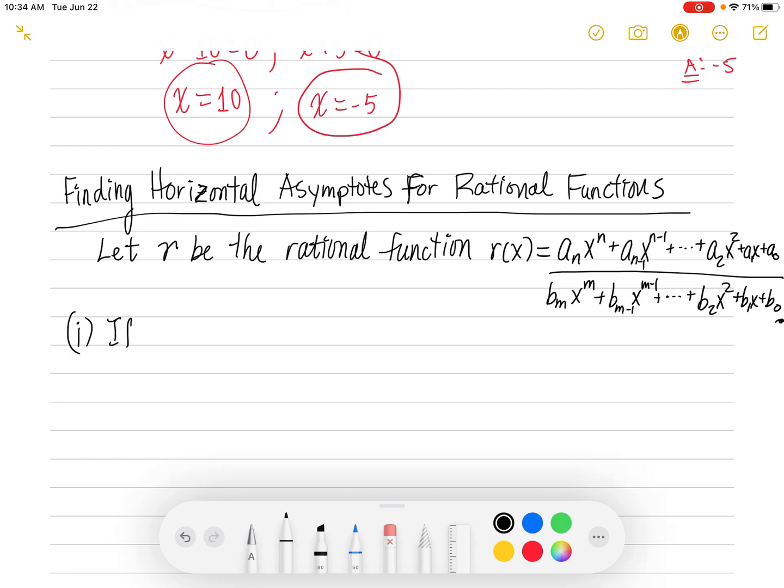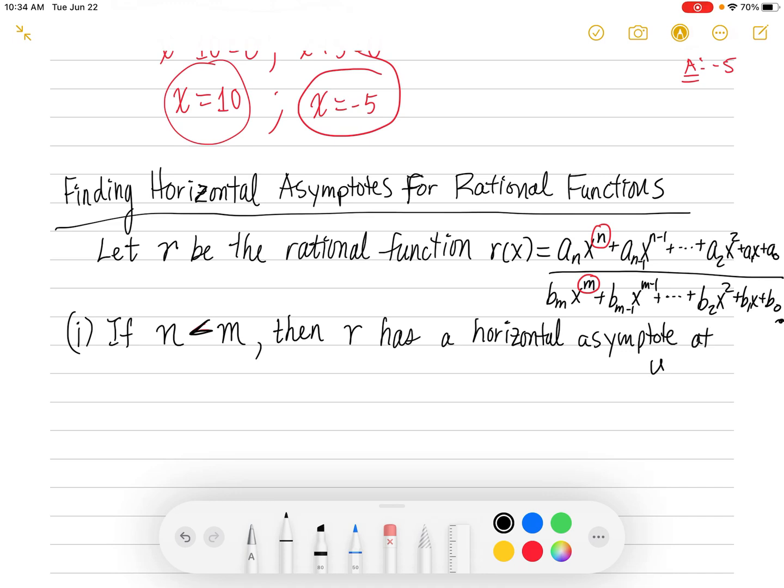So we're going to have three different cases we're going to look at to figure out horizontal asymptotes. Number one, if the degree of the top, which is n, is less than the degree of the bottom, which we're going to call m, so if the degree of the top is smaller than the degree of the bottom, then the function r has a horizontal asymptote at y equals 0.